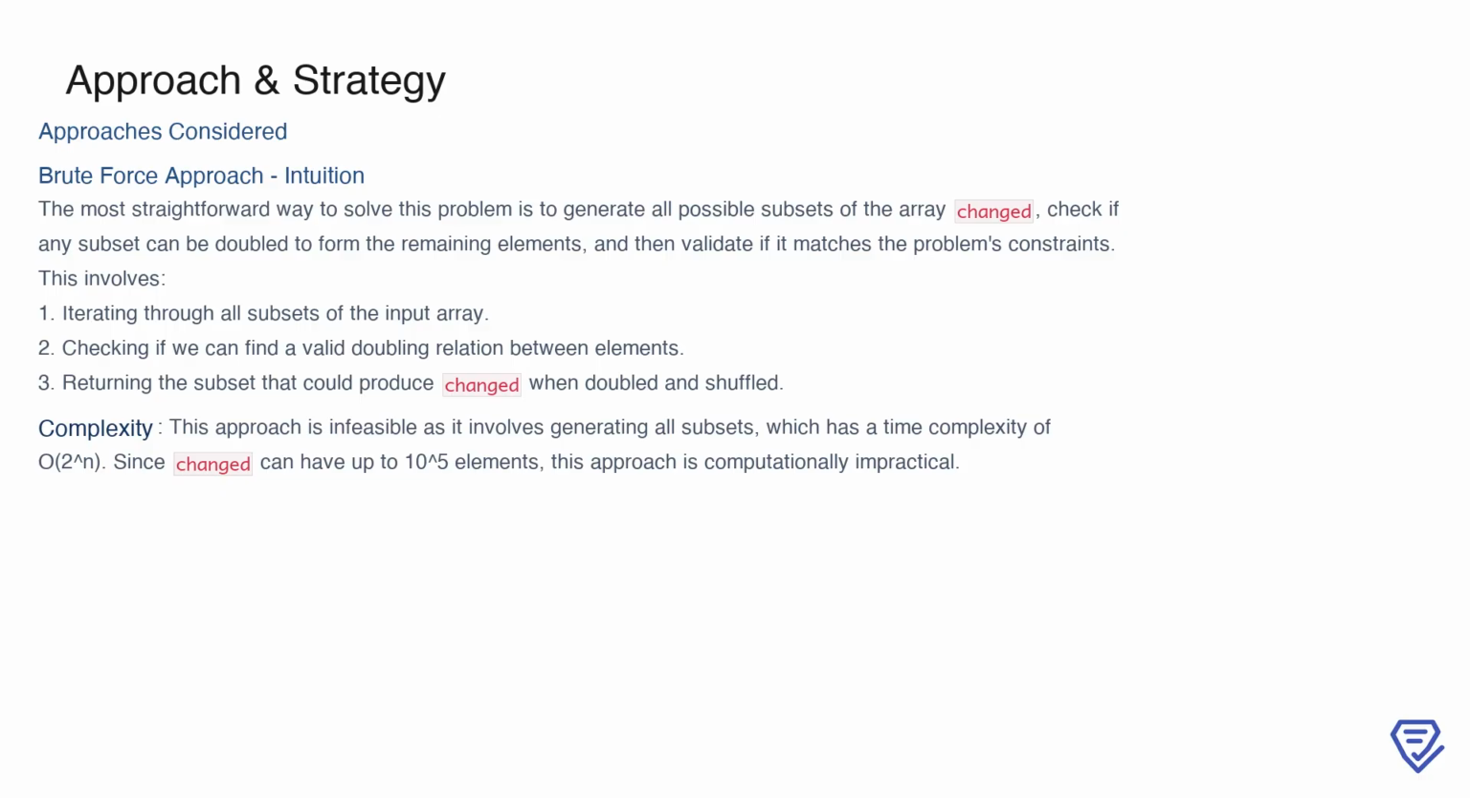Generating all subsets has a time complexity of O(2 to the power of n), which grows exponentially. Given that changed can contain up to 100,000 elements, this approach is infeasible for large inputs. So, while it helps us understand the problem, we need a more efficient strategy to solve it in practice.